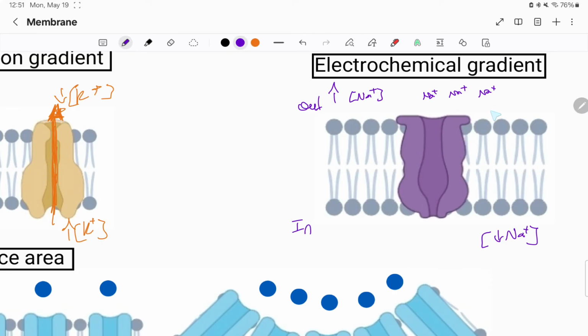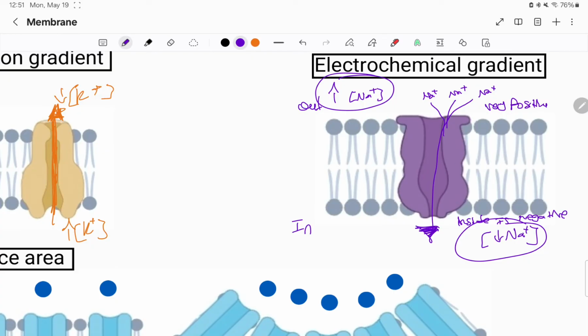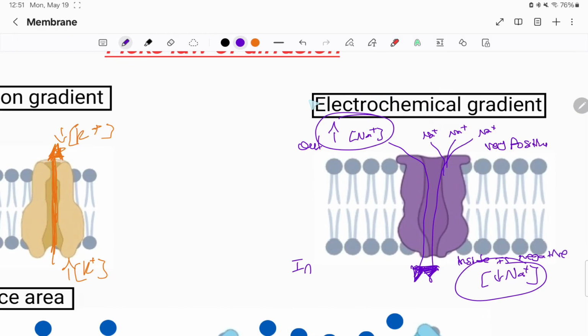So tell me something. If the outside is very positive and the inside is negative, isn't there an electrical gradient here? Yes, there is. The electrical gradient of sodium is telling it to move inside, to go from a very positive area to a more negative area, because it's being attracted there electrically. But there's also a concentration gradient of sodium telling it to move down as well. So that's two forces driving the movement of sodium here. It's the electrical gradient and the chemical or concentration gradient, thus called the electrochemical gradient.